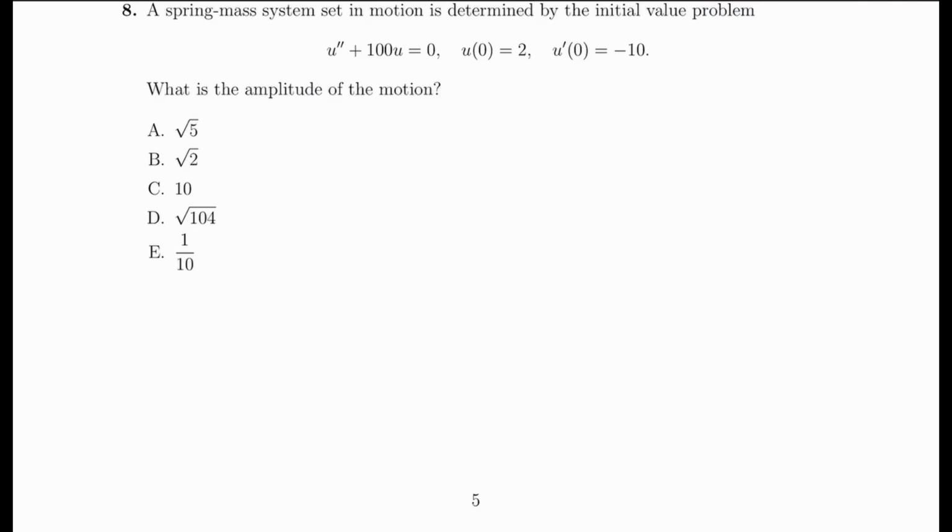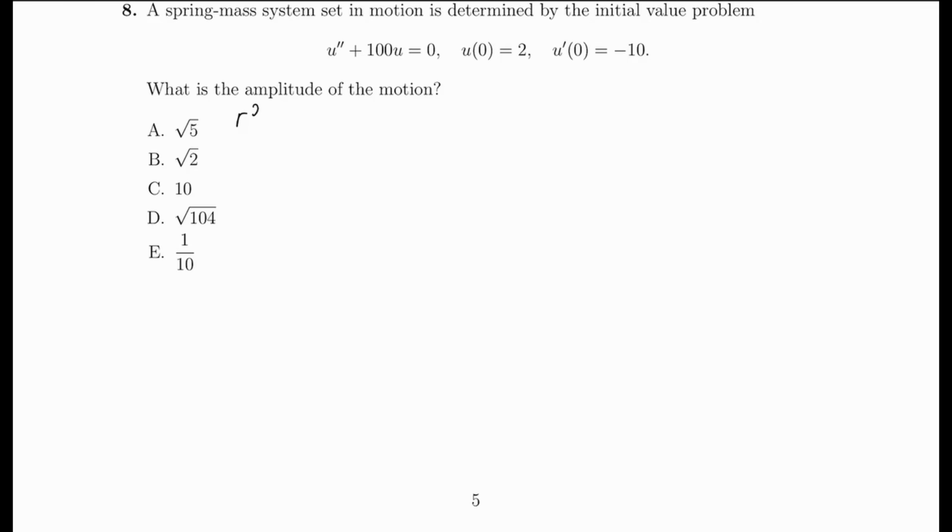Problem number 8, we're given a mass spring system whose motion is defined by this differential equation with these initial conditions, and we're asked to find its amplitude. So the first thing we need to do is go ahead and solve the actual differential equation, and from there we can pick out the amplitude.